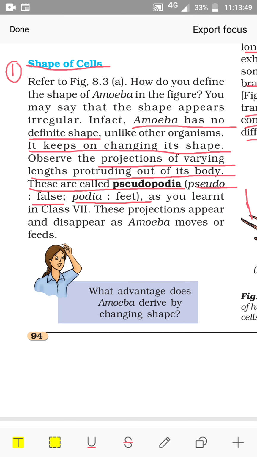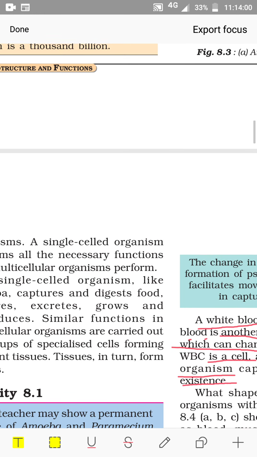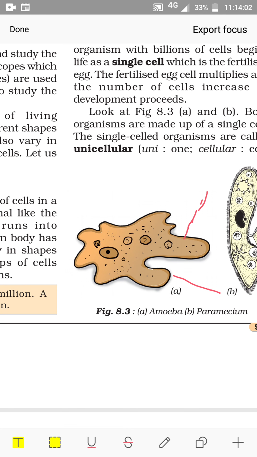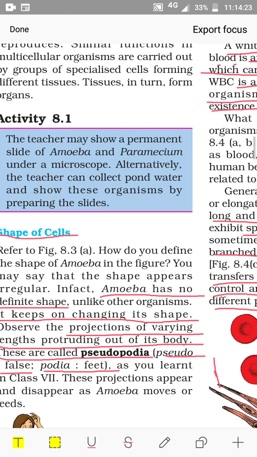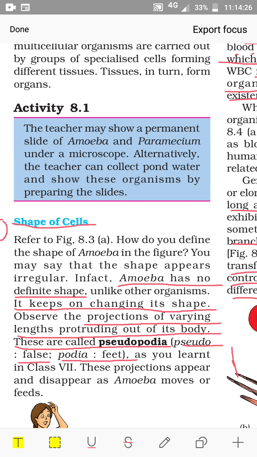Amoeba has no definite shape, unlike other organisms. Other organisms have got a definite shape, whereas amoeba does not have a definite shape. Here you see in the diagram this part which has been marked, these are called the pseudopodia. Pseudo means false and podia means feet. This protruding part, these are the pseudopodia, which help it to capture food and to move. So amoeba does not have a fixed shape, but other organisms do.